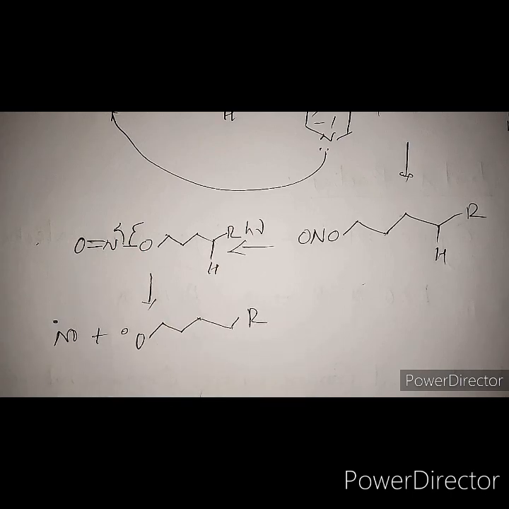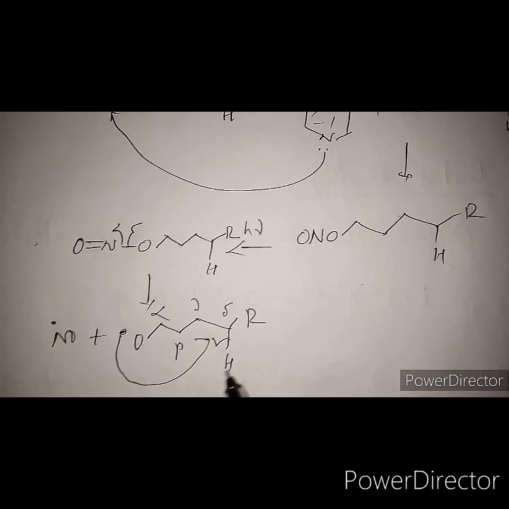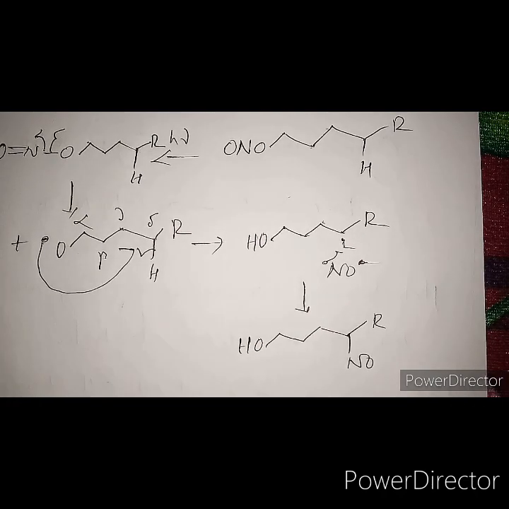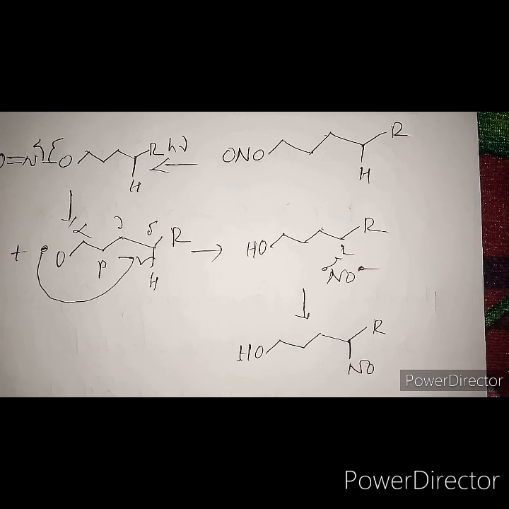Now we have this hydrogen here: alpha, beta, gamma, delta hydrogen. This radical will abstract the delta hydrogen. Once it abstracts the delta hydrogen, we'll get OH on the R group and a carbon radical. Now the NO radical will combine here, and we'll get OH and NO. So this is a nitroso alcohol.